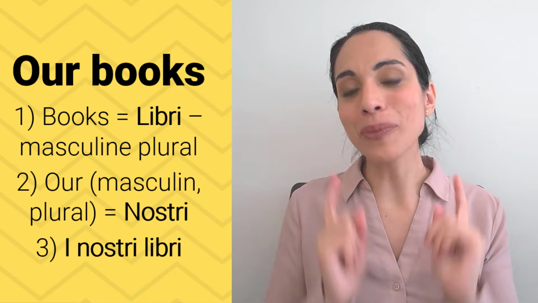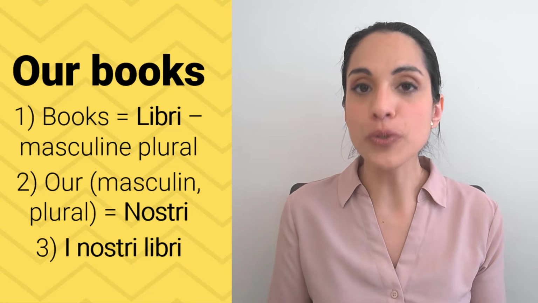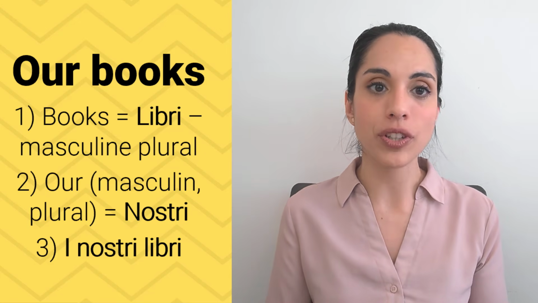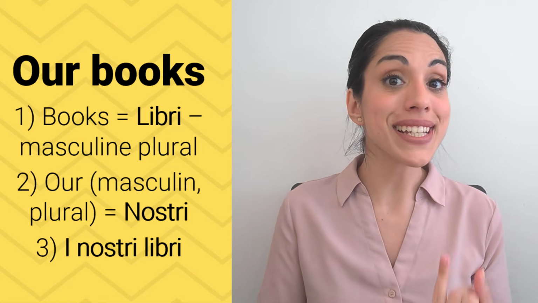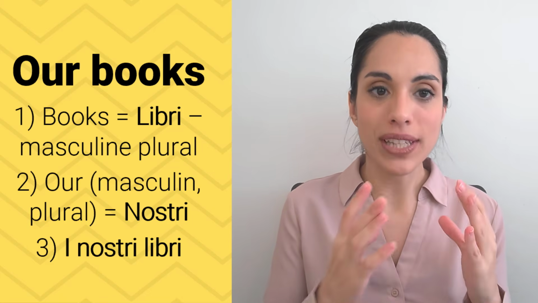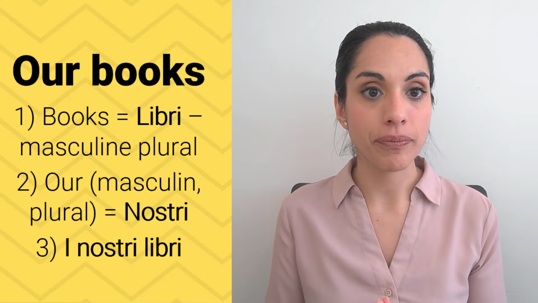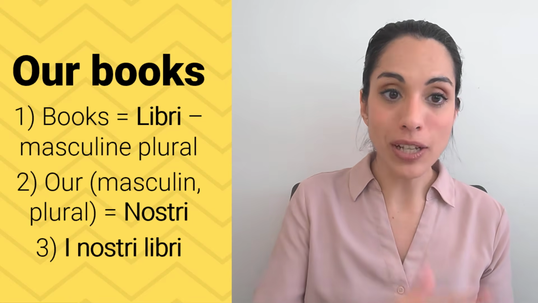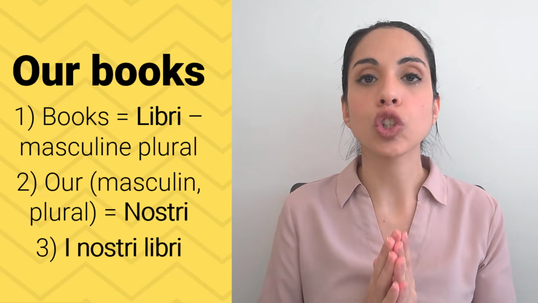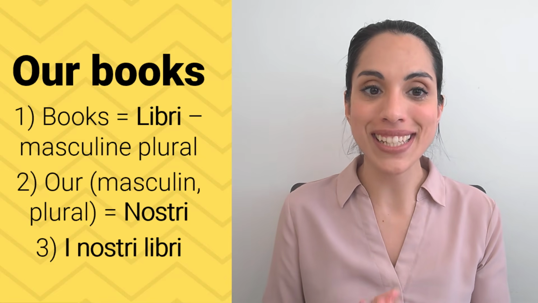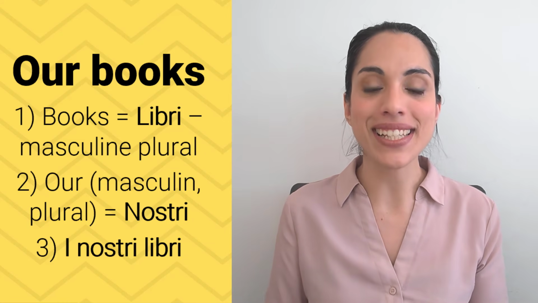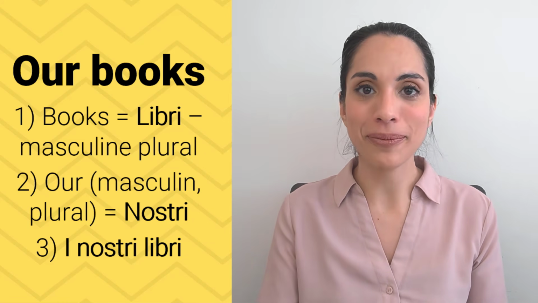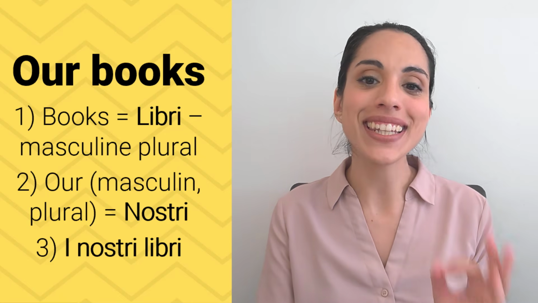Okay, let's do one more example to use the process so that you can really absorb it. If you want to say our books, let's start with the noun. Books is libri. So it's masculine plural, libri. If you want to say our for masculine plural nouns, that's nostri. Therefore, if you want to say our books, that in Italian is i nostri libri. Okay, there you have it.